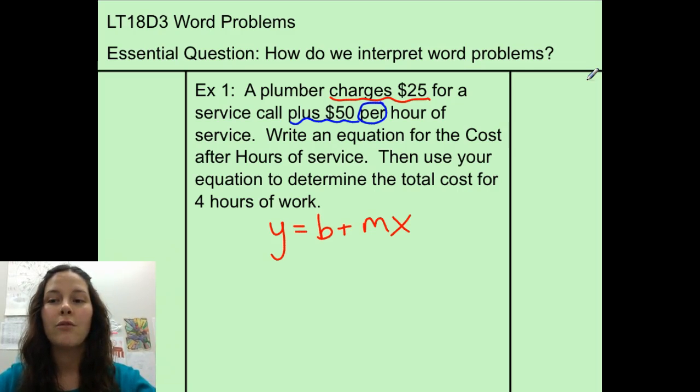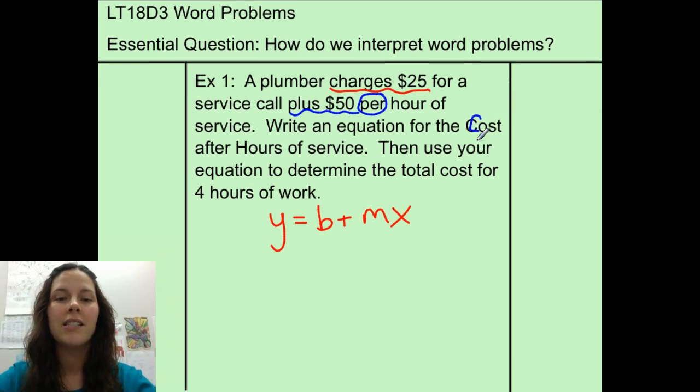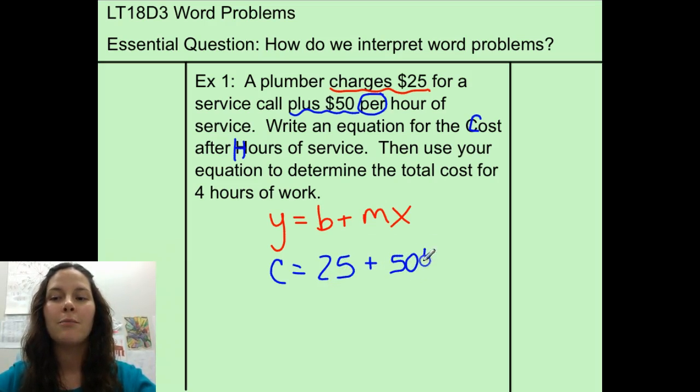It says write an equation for the cost. Notice how C is capitalized and hours are capitalized. Those are the variables that we're going to use so that we know exactly what we're solving for when we answer the question. One way to think about that is independent versus dependent. The cost depends on how many hours the plumber is at your house. Dependent variable is the y. We had our starting value, or a service charge, of $25 plus the $50 per hour for the time that the plumber is at your house. So there's the equation of our line.